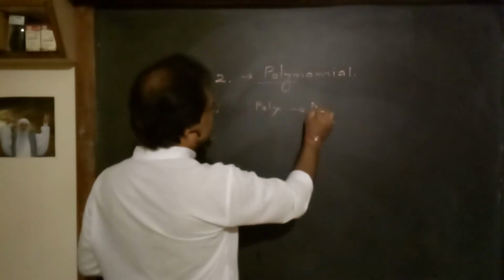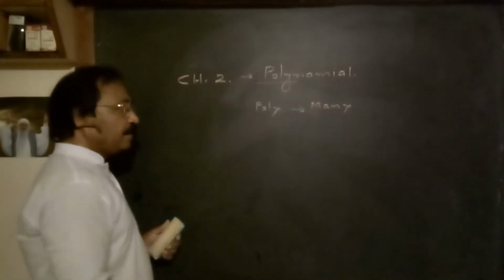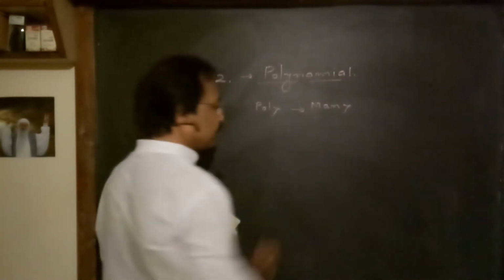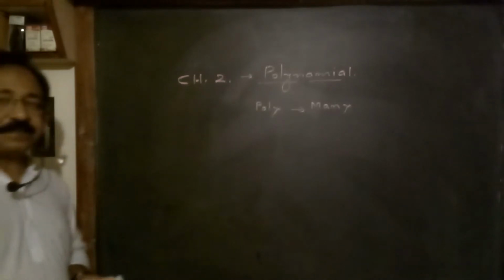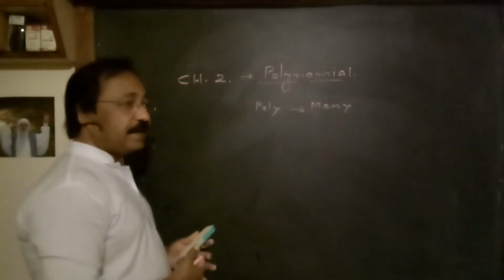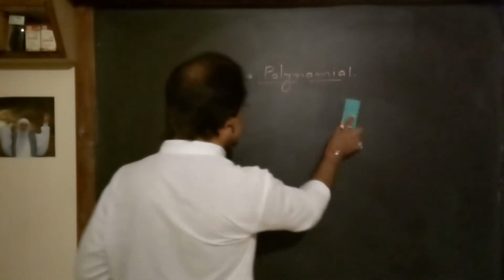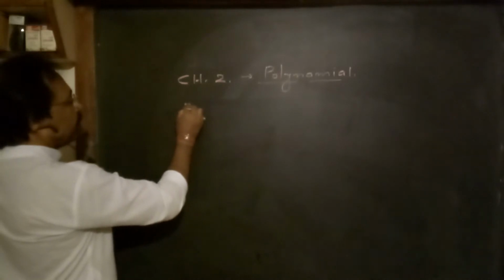Poly means many. Nomials means terms. But what type of terms are they? They are algebraic terms, and algebraic terms are called expression. So it is an algebraic expression.